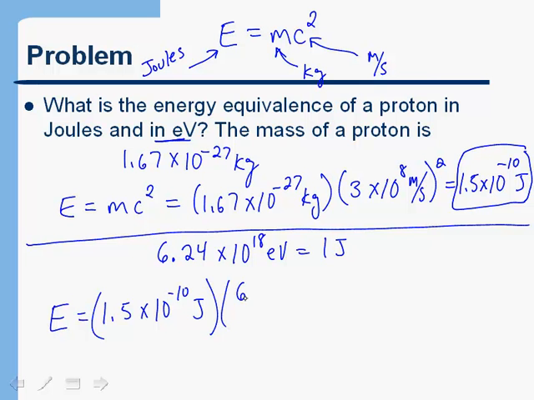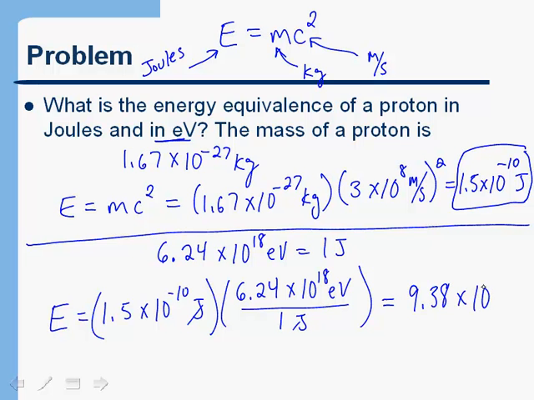to electron volts. So I want to take electron volts and divide that by joules. So I want to set up my conversion factor that way. You can see joules cancels with joules, and if you do the math, you should get 9.38 times 10 to the 8th electron volts.